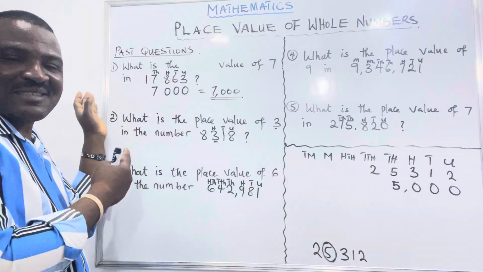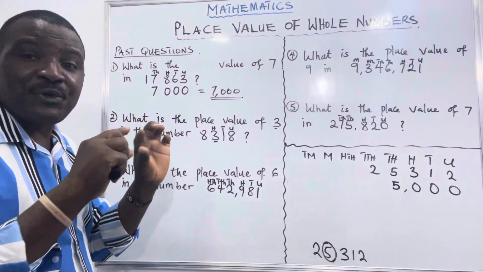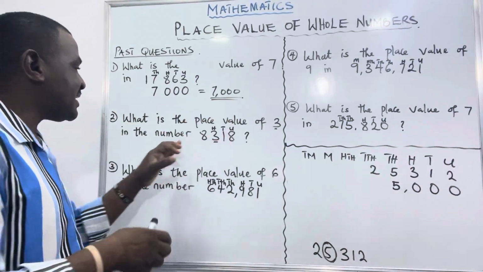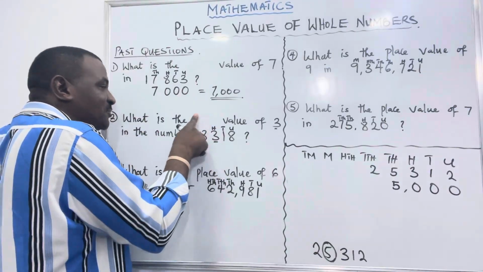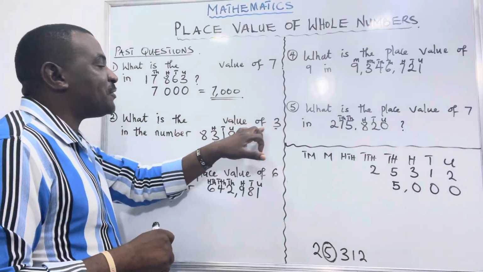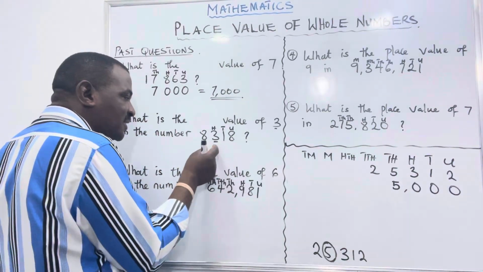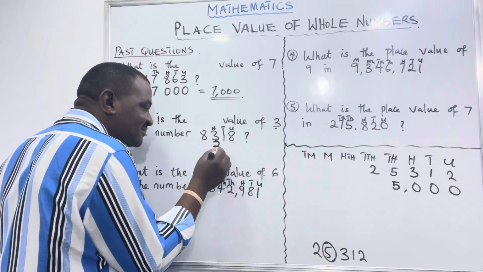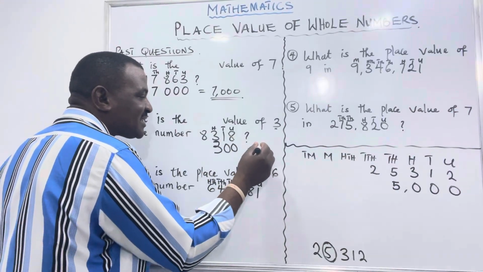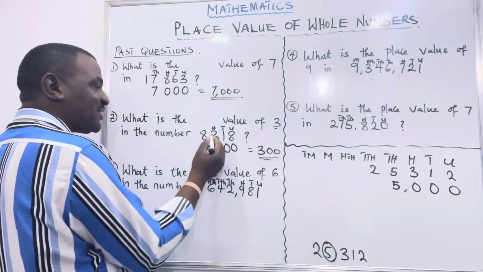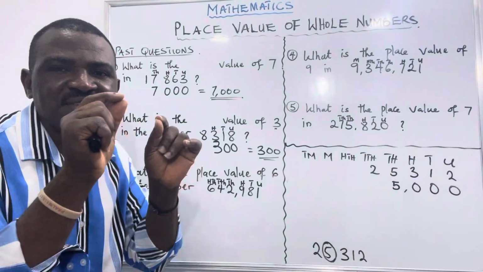If you want to write the place value, it's like you are writing it in words, a mixture of figure and words. But if they're asking for value, they want you to write it in pure figure: 7,000. Let's see this one. Instead of place value, they can say value. What is the value of 3 in the number 8318? The same thing: go for 3, under 3 write 3 again, replace every other number with 0. What is this? 300. So the value of 3 here is pure 300.